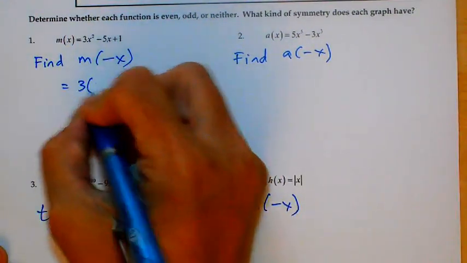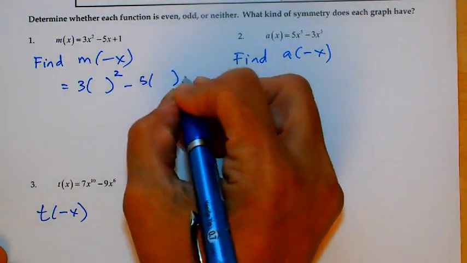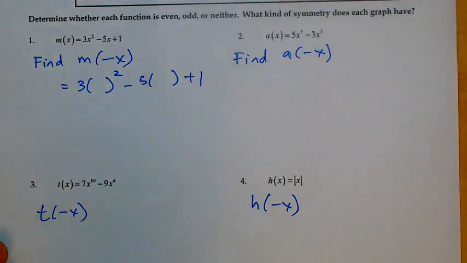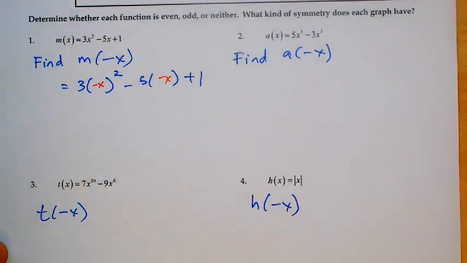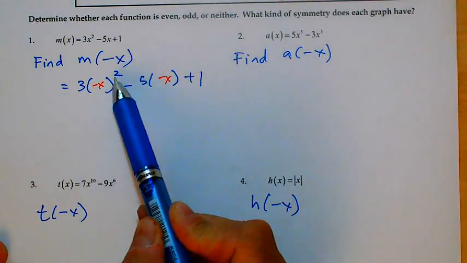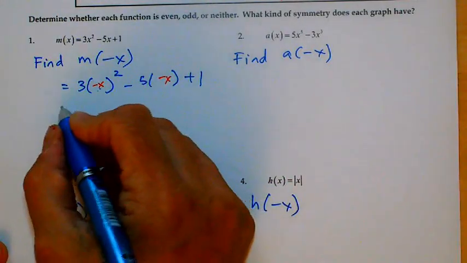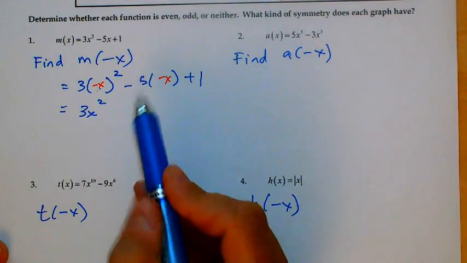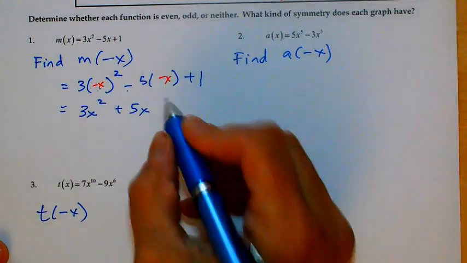All right, so we know how to put things into functions. We can set up the template for each function and then feed it the new input, negative x each time. All right, let's follow order of operations. I'm going to take negative x and square it. Negative x times negative x is positive x squared, multiplied with the 3 gives me 3x squared. All right, negative 5 times negative x gives me positive 5x, and lastly, plus 1.